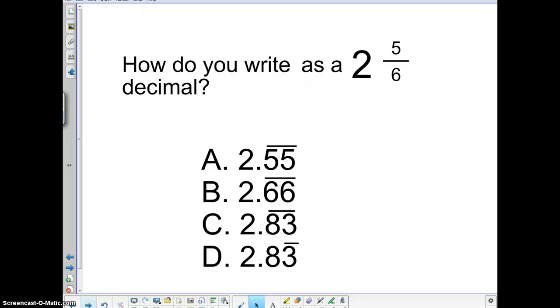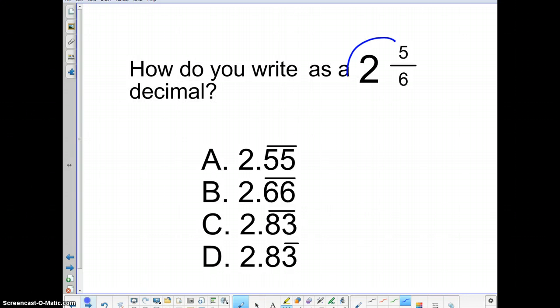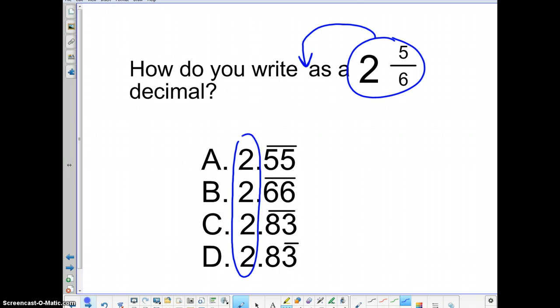Okay, so how do we write 2 and 5/6 as a decimal? Okay, that should be right there. 2 and 5/6 as a decimal. Well, we already have a whole number, 2, and as you can see in all of our options right here, 2 is the whole number. So that's done with. We know 2 is the whole number. But now we need to know what 5/6 is.